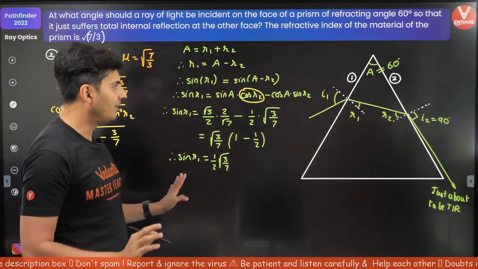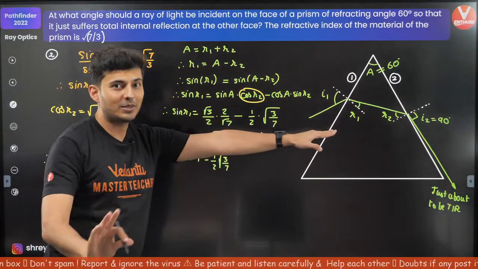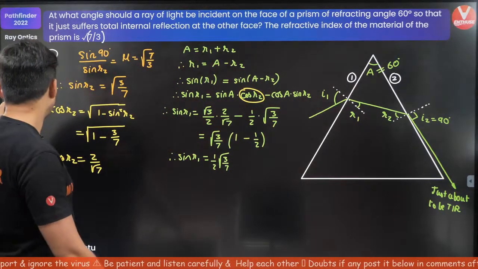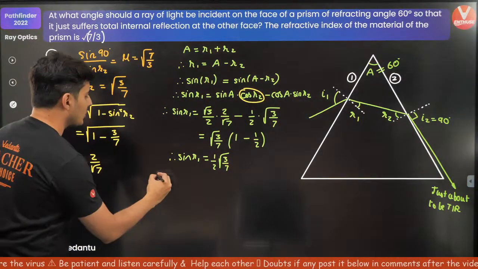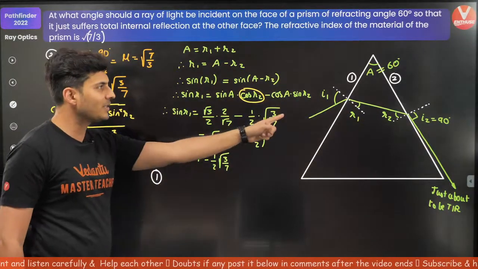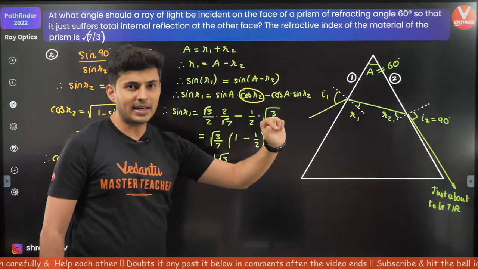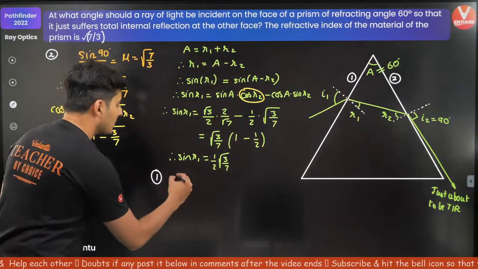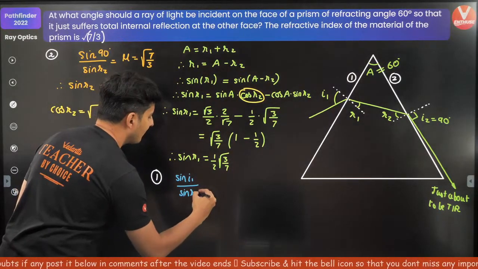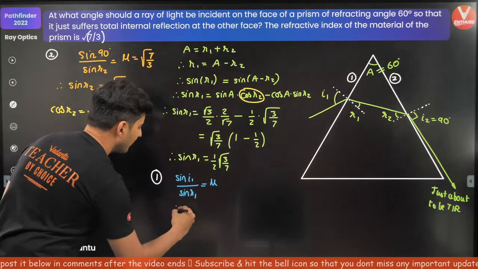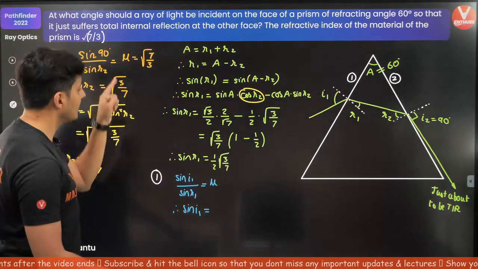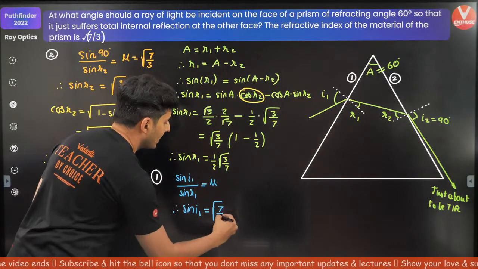Good. Fair enough. So I've got R1, but that's not the final task. The task is to find I1, find the angle of incidence. So the last part will be to solve it for surface number 1. And let's see what we get. So for surface 1, this is incident, this is refracted. Use Snell's law. So sine of I1 divided by sine of R1 will be mu. So therefore, sine of I1 will be mu. Mu is given. It is nothing but root of 7 by 3.